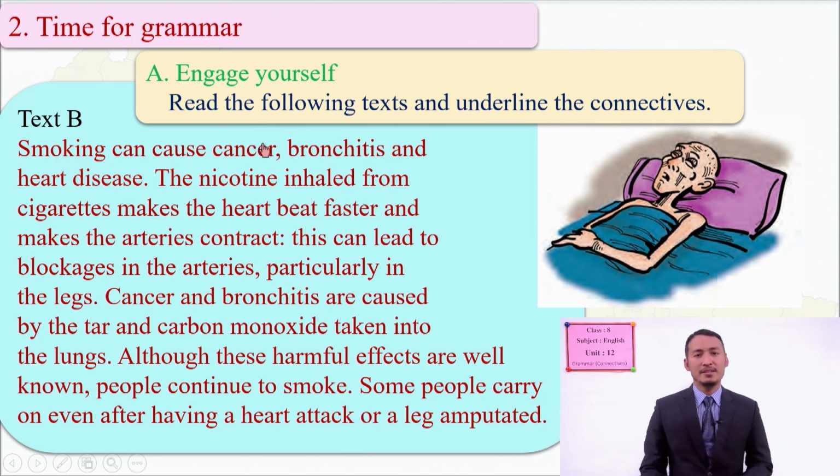Smoking can cause cancer, bronchitis, and heart disease. The nicotine inhaled from cigarettes makes the heart beat faster and makes the arteries contract. Okay? This can lead to blockages in the arteries, particularly in the legs. Cancer and bronchitis are caused by the tar and carbon monoxide taken into the lungs. Although these harmful effects are well known, people continue to smoke. Some people carry on even after having a heart attack or a leg amputated.